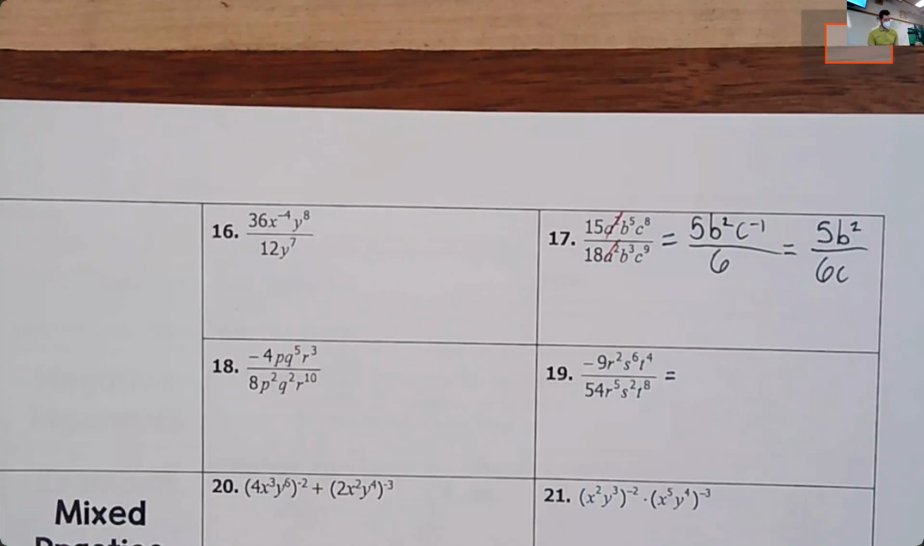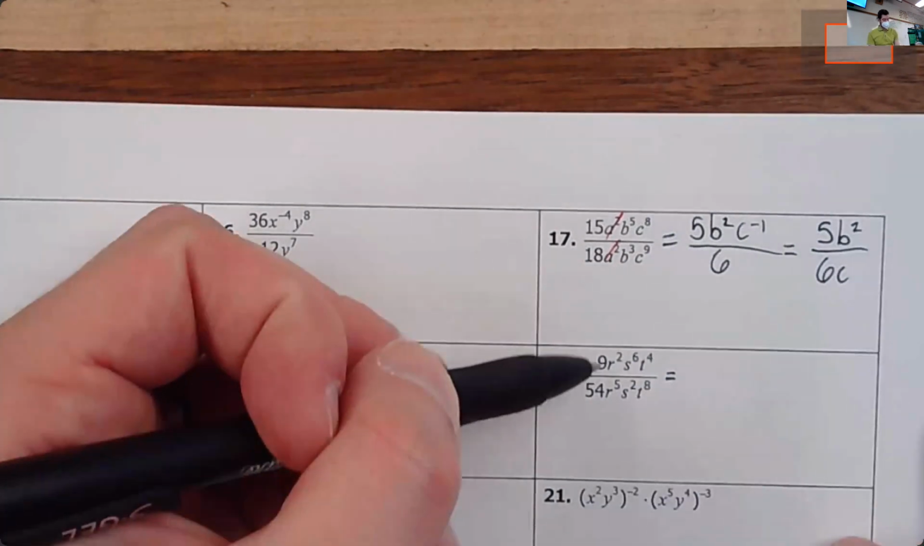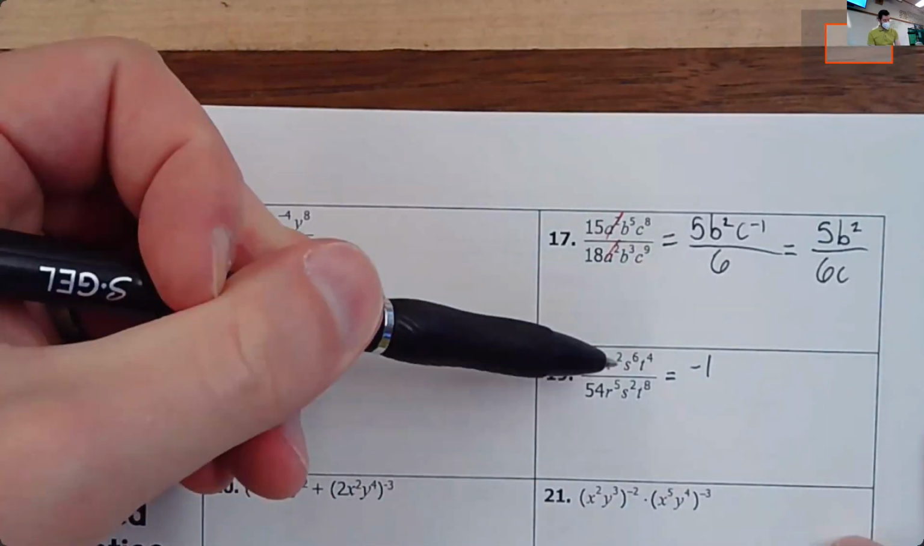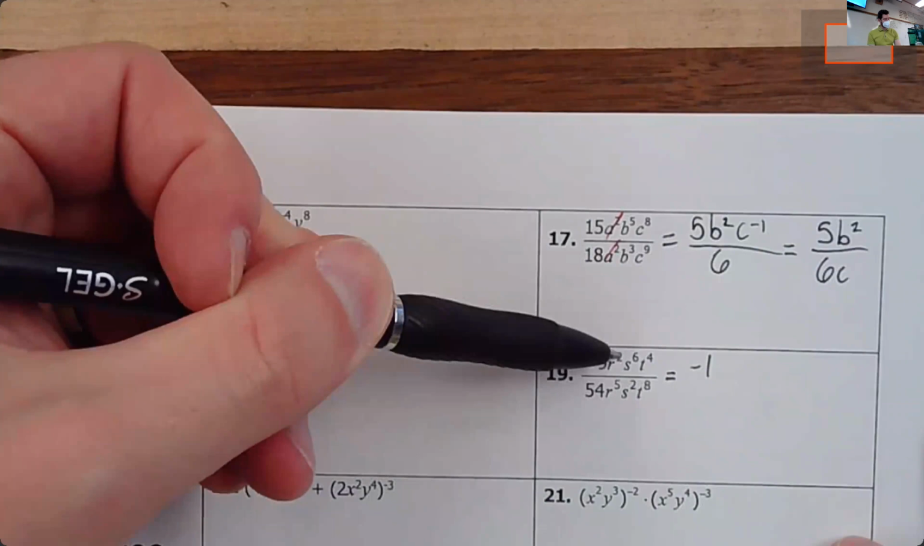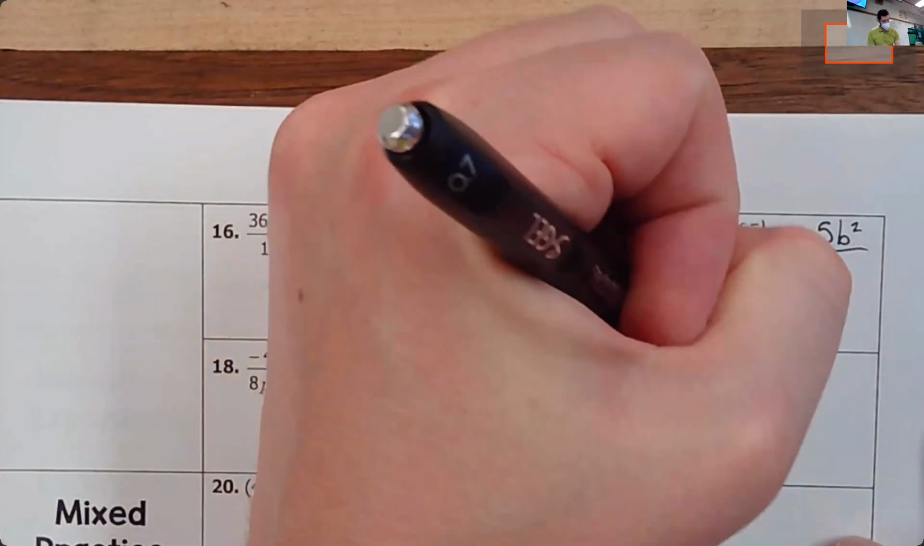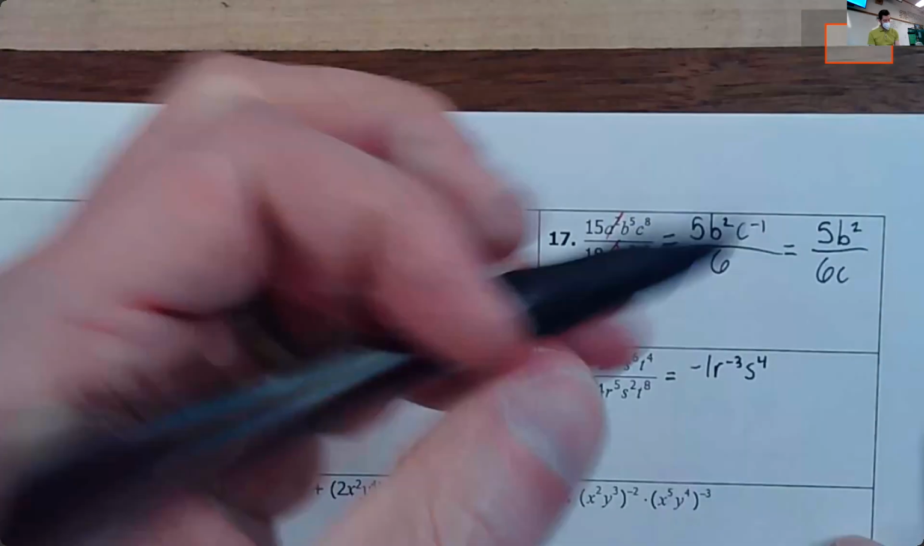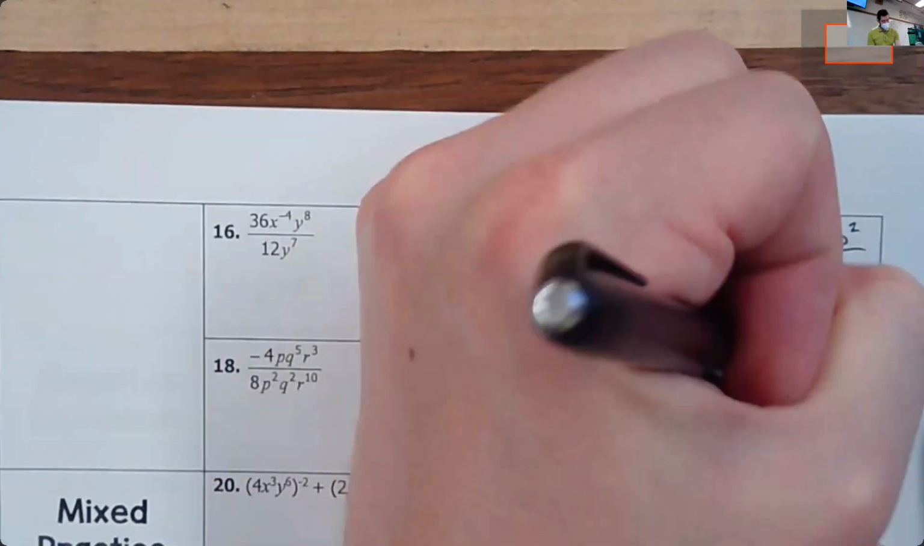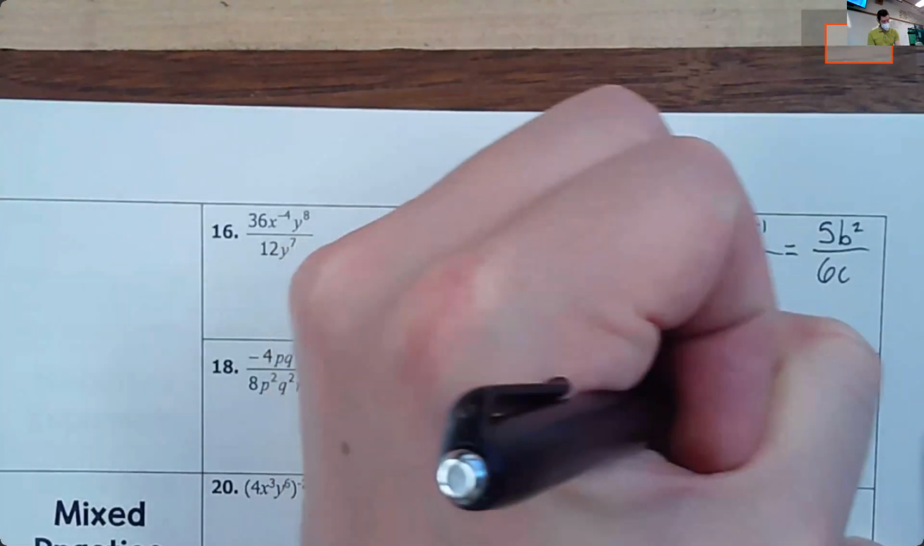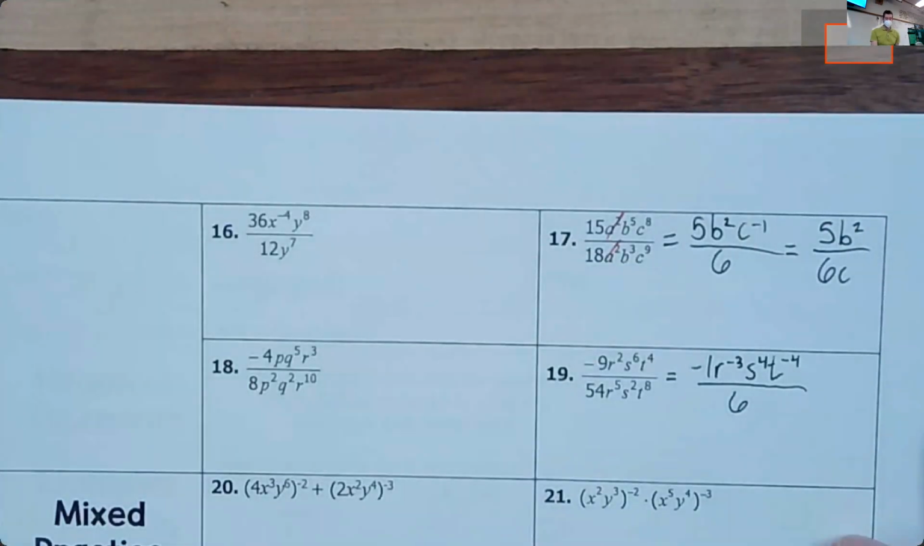Negative 1/6. Yep. So negative 1/6 is what that reduces to. So negative 1, and then r squared divided by r to the 5th. 2 minus 5 is negative 3, so that's r to the negative 3. 6 minus 2 on the s's would be s to the fourth. And then 4 minus 8 for t would be t to the negative 4, all over 6 again. So negative 1, r to the negative third, s to the fourth, t to the negative fourth over 6.